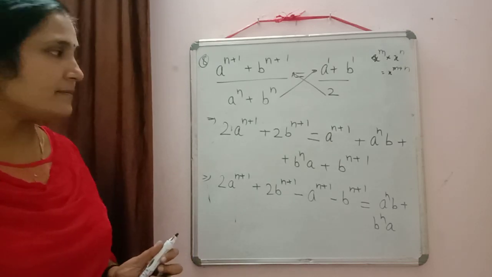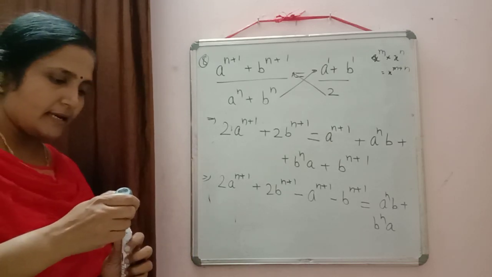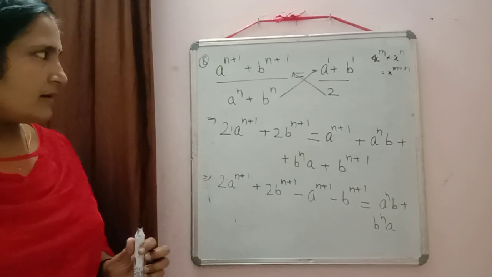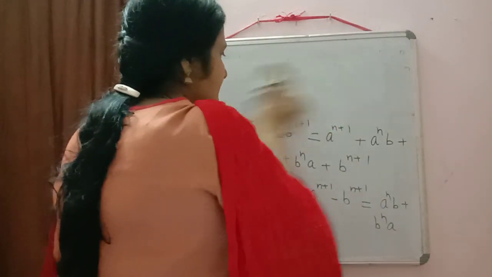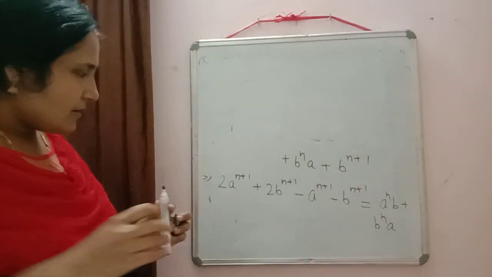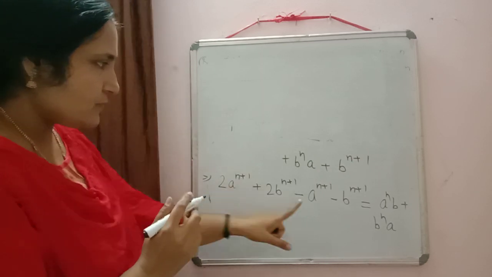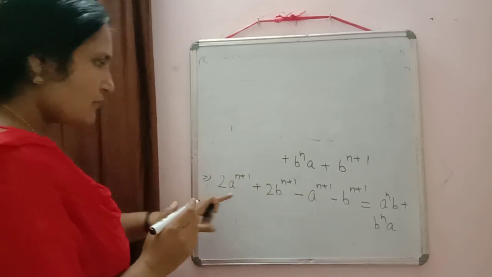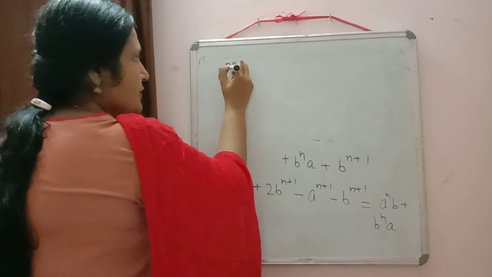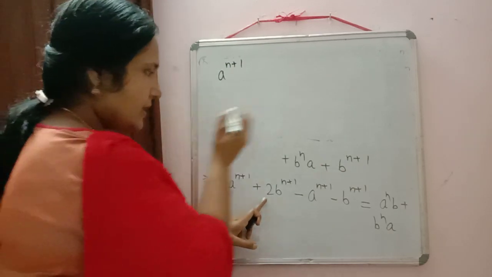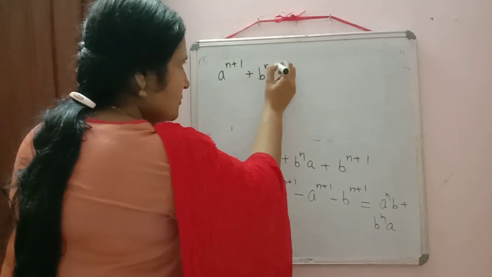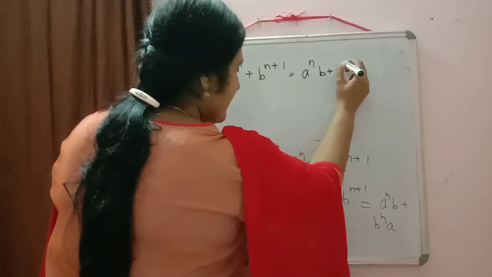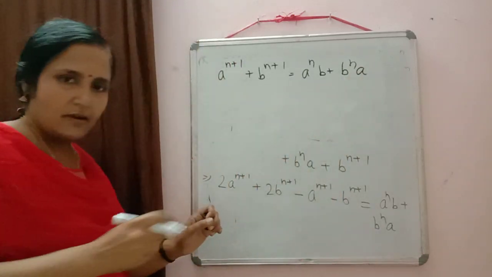Till here it is clear. We did the cross multiplication and the same expression we shifted to one side. Now we'll simplify it. 2 into a raised to n plus 1 minus a raised to n plus 1 is the same as 2x minus x. So what will we get? x. So we will get a raised to n plus 1. Similarly here we get b raised to n plus 1 is equal to a raised to n into b plus b raised to n into a. Now what will we do?